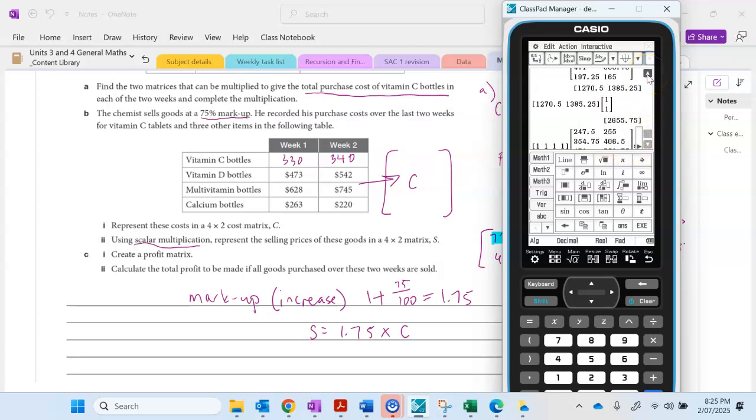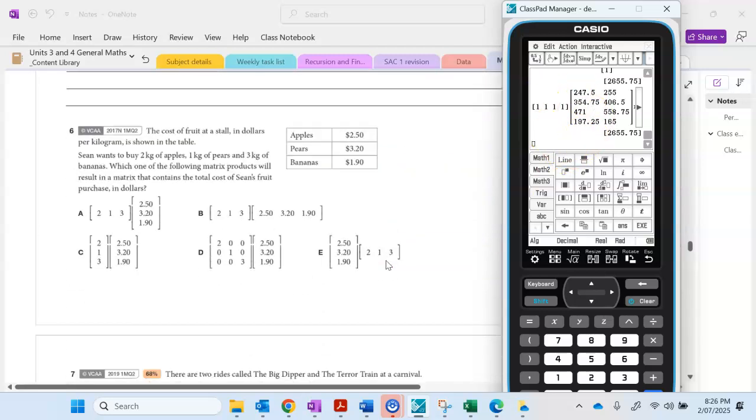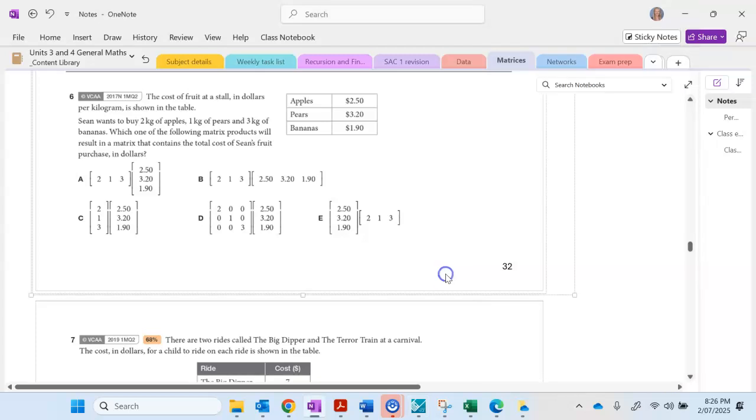So one way of doing it is summing your columns. So we did the sum of week 1, week 2, and that's what we got for both of them. And then we had to sum that row. So we have to multiply it by a summing column matrix. All right, so you can copy that down in this space. All right, moving on to question 6.